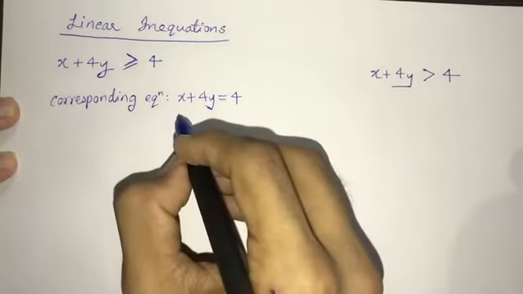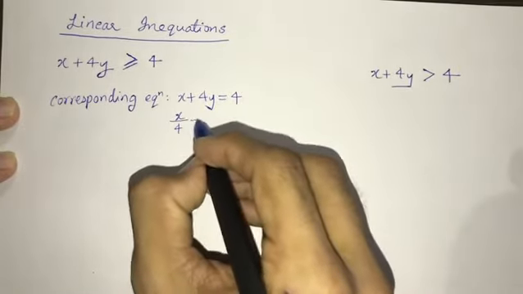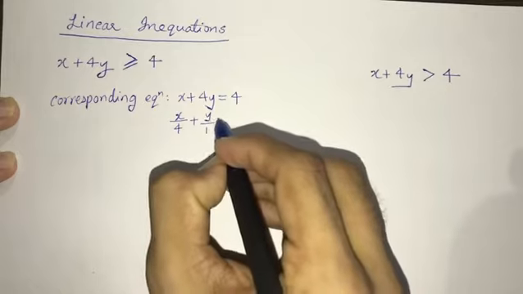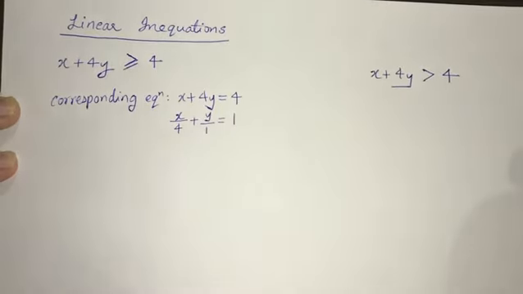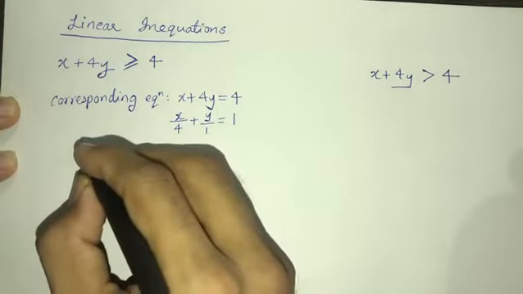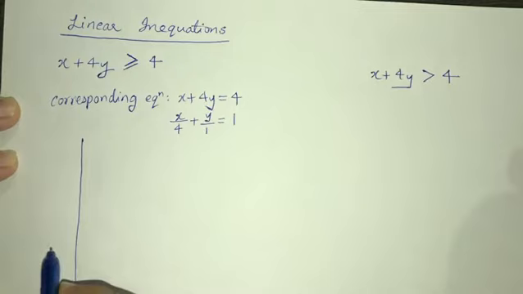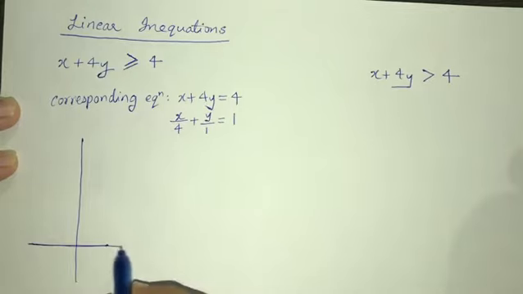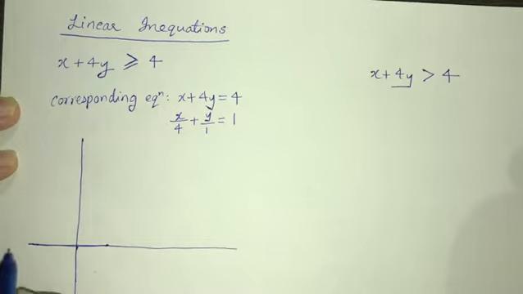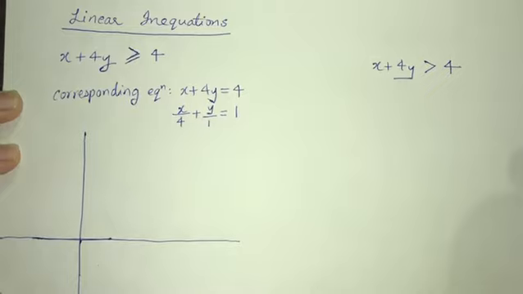If you see this in the double intercept form, it is x by 4 plus y by 1 equal to 1. When I'm plotting this equation, again let me remind you, an equation will form a straight line.